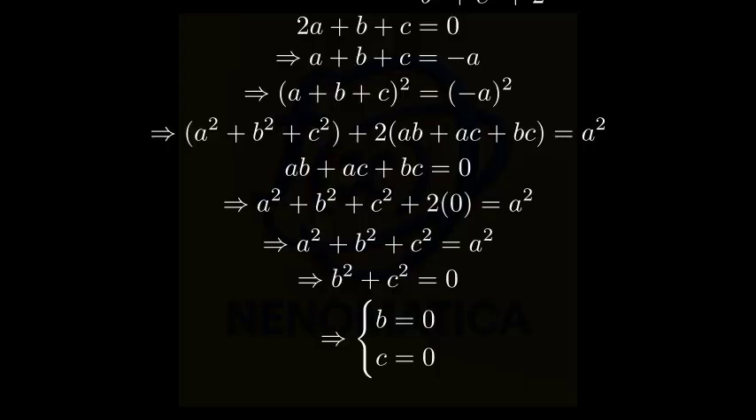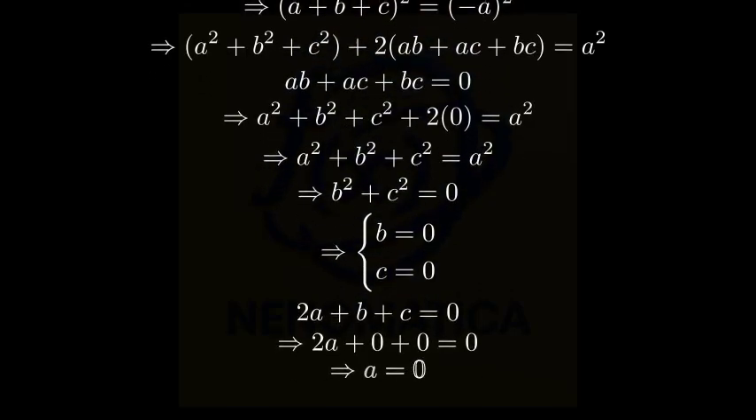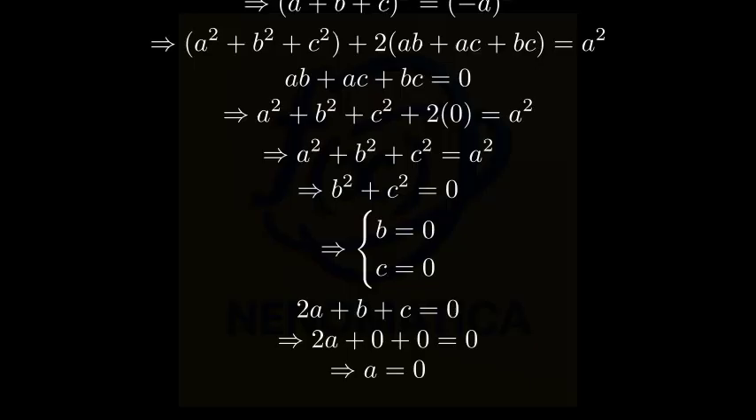Now, let's go back to our first equation. If we substitute b equals 0 and c equals 0 into 2a plus b plus c equals 0, we get 2a plus 0 equals 0, which means a equals 0 as well.